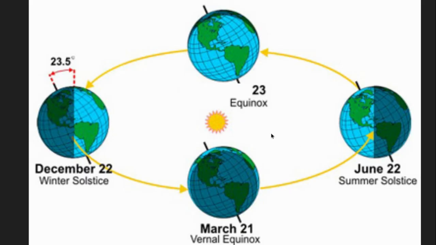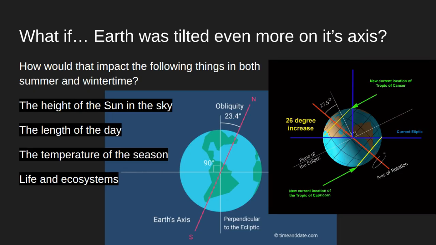And then finally, we go over here. This is the autumnal equinox, the fall equinox, and just like the vernal equinox over here, it's equal amounts of daylight and darkness over there. And then that becomes the full year.